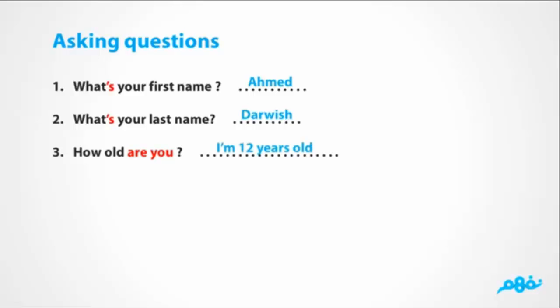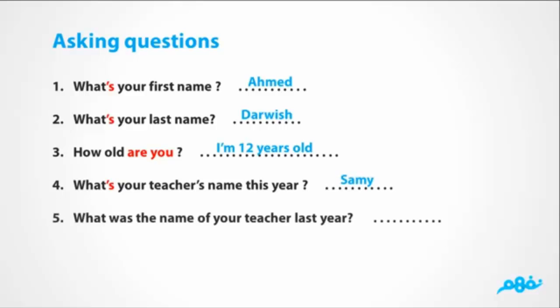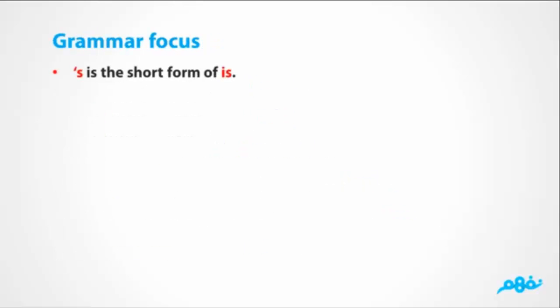The fourth question, what's your teacher's name this year? The fifth question, what was the name of your teacher last year, or what was your teacher's name last year? And the last one, where were you born? Notice the short form of is in spoken English. It's what's. And notice the change in the tense from is into was.